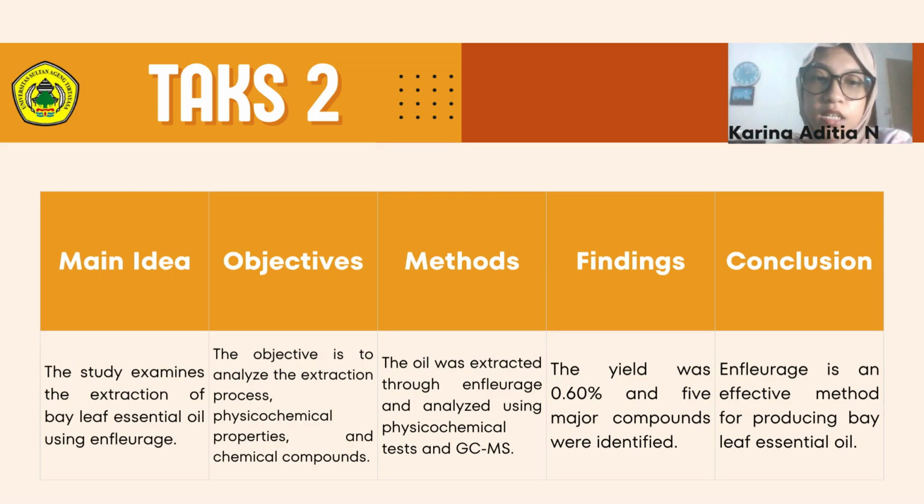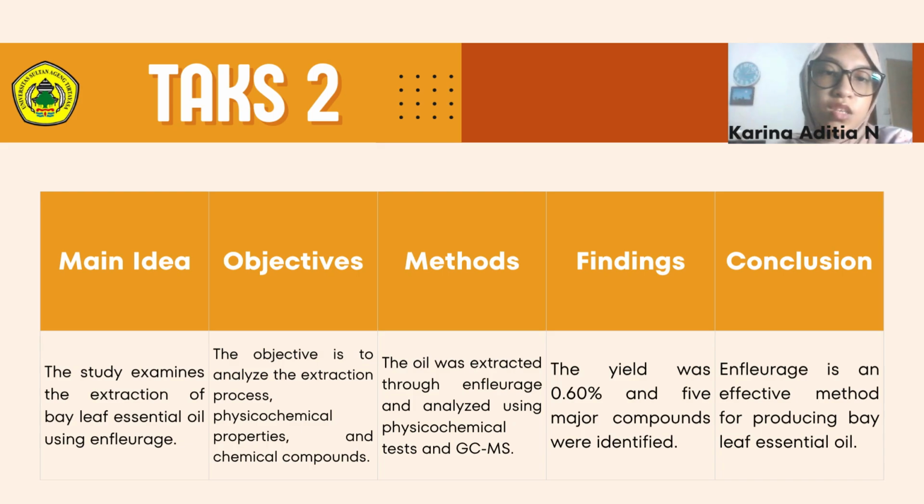Next, I will explain the text 2. The first main idea of this study is to examine the extraction of bay leaf essential oil using the enfleurage method. Next, the objective is to analyze the extraction process, physicochemical properties, and chemical compounds. For the methods, the oil was extracted using enfleurage and then analyzed using physicochemical tests and GCMS.